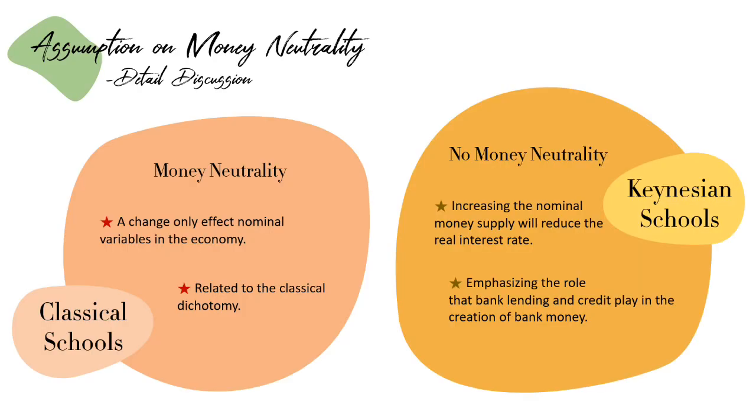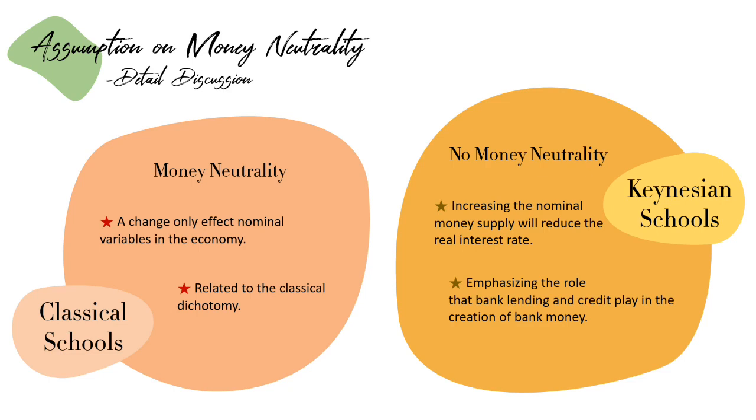Next, we have some detailed discussions about the assumption on money neutrality. First, the classical schools. They believe that money has no effect on real variables. As we learned in class, neutrality of money is the idea that a change only affects nominal variables in the economy, such as prices, wages, and exchange rates, with no effect on real variables like employment, real GDP, and real consumption. And it is related to the classical dichotomy.